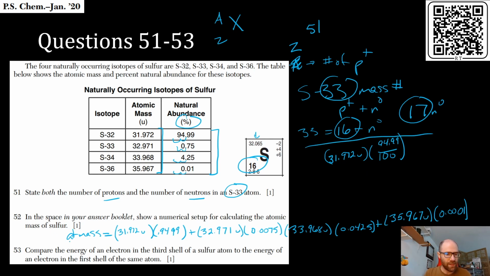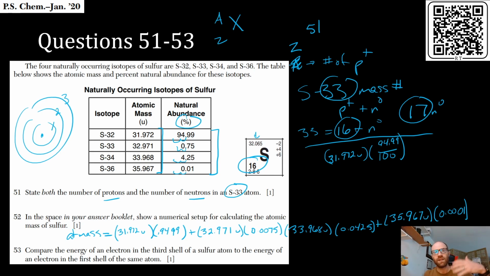And then for 53, compare the energy of an electron in the third shell to the energy of an electron in the first shell. So if we remember our Bohr model, we've got your nucleus, and then you have several shells of electrons. This is your first, your second, your third. As the electron is farther away, it is overcoming the attraction to the nucleus, so the electron needs more energy. It has more energy when it's in a higher energy state. If it doesn't have energy, it falls closer due to that electrostatic attraction. So you can simply answer this in a sentence.